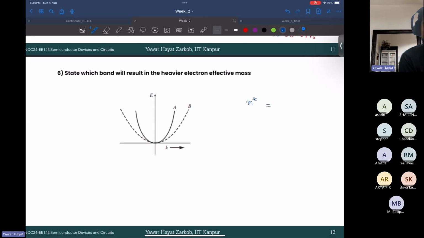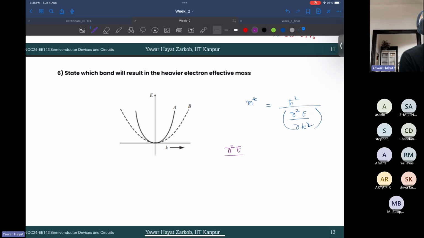See, what is effective mass by definition, right? It is h bar square by dou 2E by dou k square. So effective mass is inversely proportional to the band curvature, right? That is what effective mass in essence is. So the curve for which the band curvature is greater will have the lower effective mass, right? It's inversely proportional.